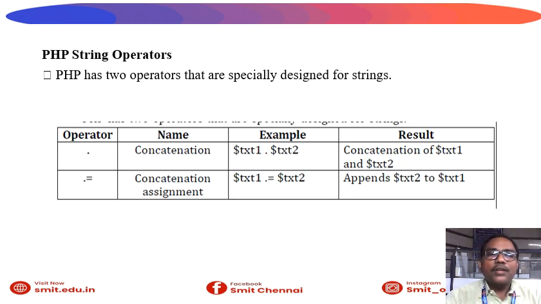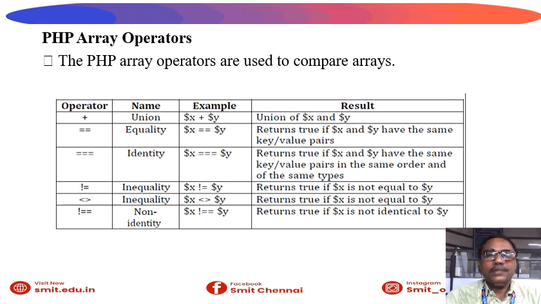Next one is string operators. There are two types of string operators: concatenation and concatenation assignment. So concatenation means joining the two strings together, whereas concatenation assignment means assigning the value of one string to another. Next one is array operators. So various array operators are the union, equality, identity, inequality, and non-identity.